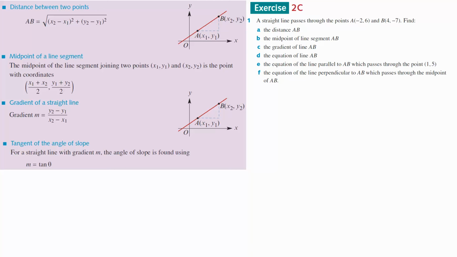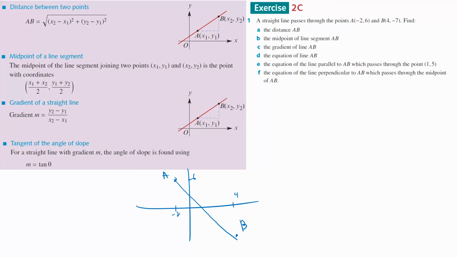So how do I find it? What do I do? Distance from A to B. What do I do, Aaron? Fantastic. These are your coordinates, A to B. You can draw it if you want, just to visualize it. (-2, 6) here, and then you've got (4, -7), let's say down here. You've got those points A and B.